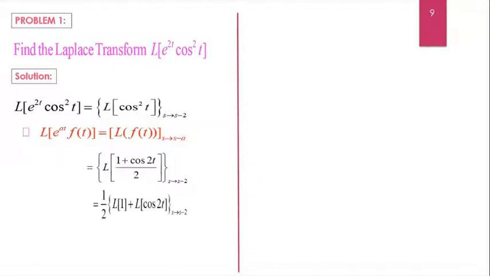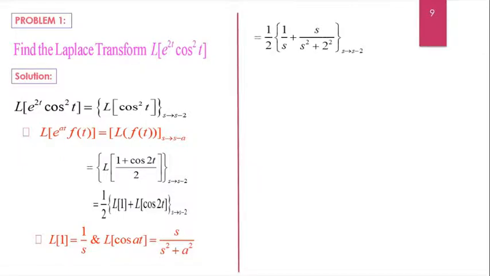Now, by the linearity property, we can write it as 1/2 into Laplace of 1 plus Laplace of cos 2t with the shift of s to s minus 2. Since we know Laplace of 1 is 1/s and Laplace of cos at is equal to s divided by s square plus a square, we substitute these formulas as 1/2 into 1/s plus s divided by s square plus 2 square, where s is shifted by s minus 2.